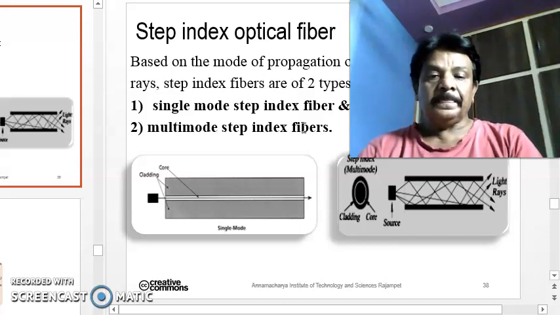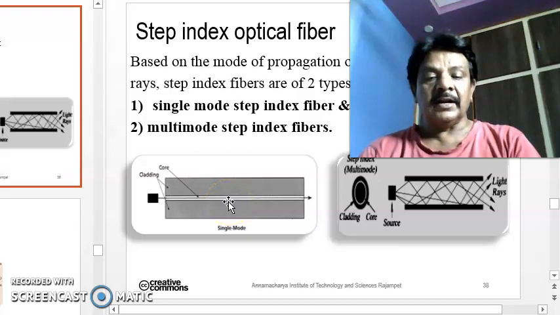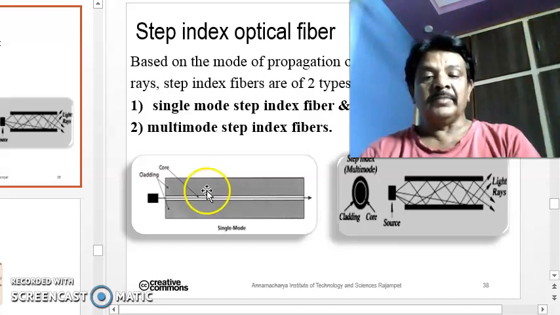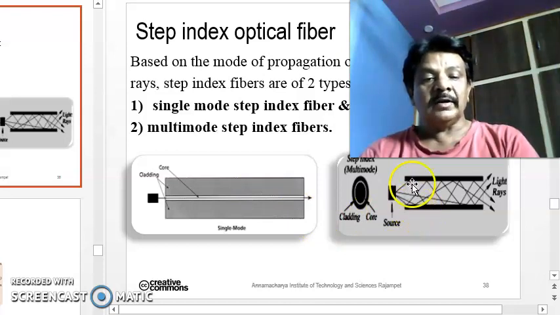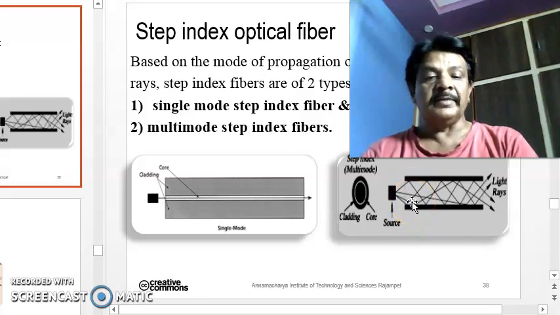Single mode step index optical fiber is propagating only a single signal through it, and its refractive index value is changing in a step manner. The propagating core diameter is very small, nearly 12 micrometers, and the cladding thickness is 125 micrometers to 400 micrometers. The multi-mode step index optical fiber has a larger core diameter, nearly 50 micrometers, and the cladding is 125 to 400 micrometers.